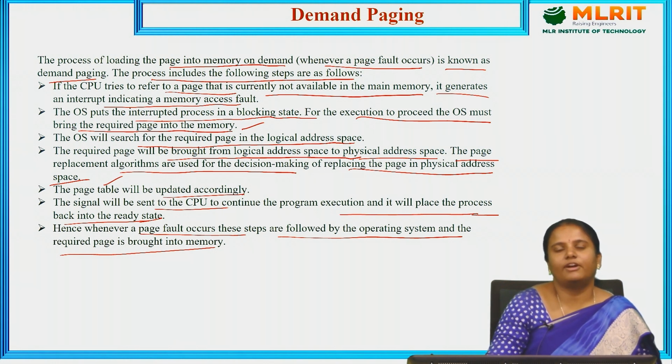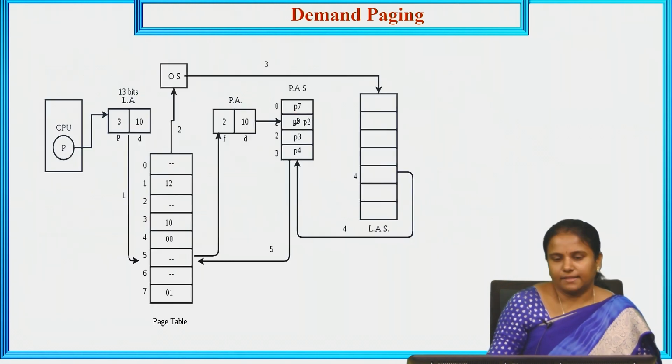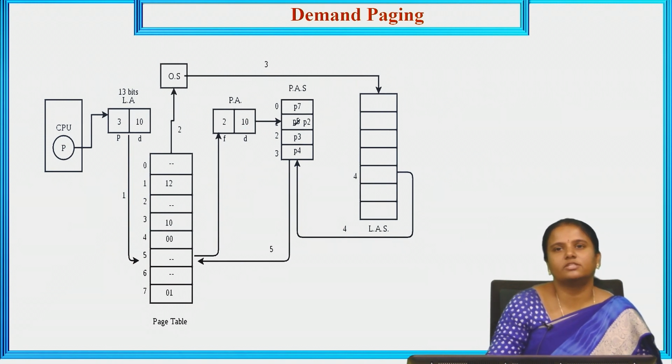So when a page fault occurs, we can start the execution by inserting the page from the logical address space into the main memory, and we can start the paging again for this demand paging. So how do we see demand paging when the page is not available?